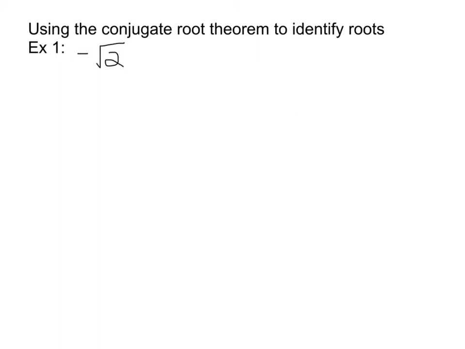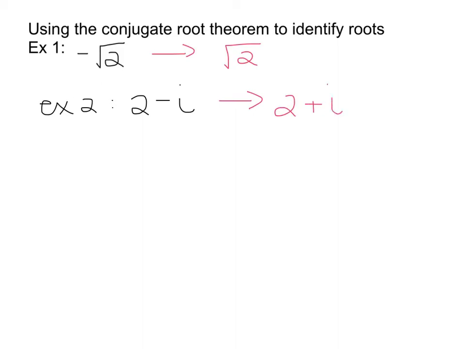In example 1, we are going to use the conjugate root theorem to identify the additional roots. So if I give you negative square root of 2 as one of my roots, based on the conjugate root theorem, positive square root of 2 will also be an additional root. If I were to give you 2 minus i as a root, using the conjugate root theorem, you would say that 2 plus i was also a root.